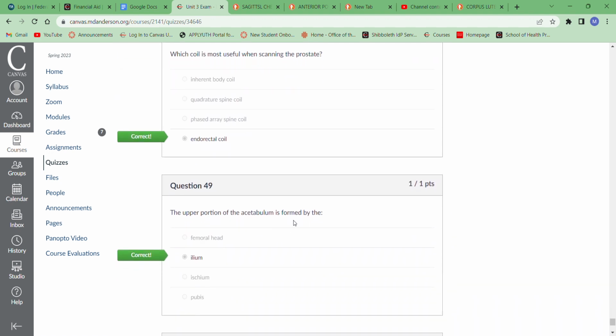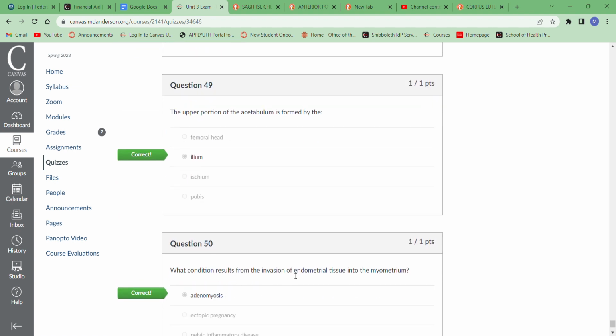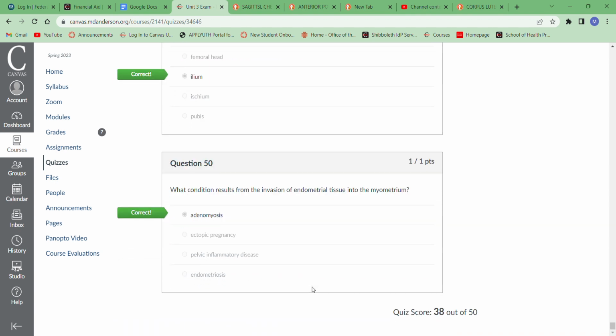The upper portion of the acetabulum is formed by the ileum. What condition results from the invasion of endometrial tissue into the myometrium? Adenomyosis. Myo is here, myo is here. And that's it.